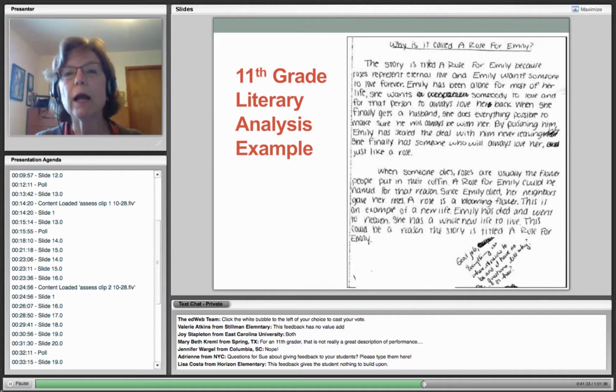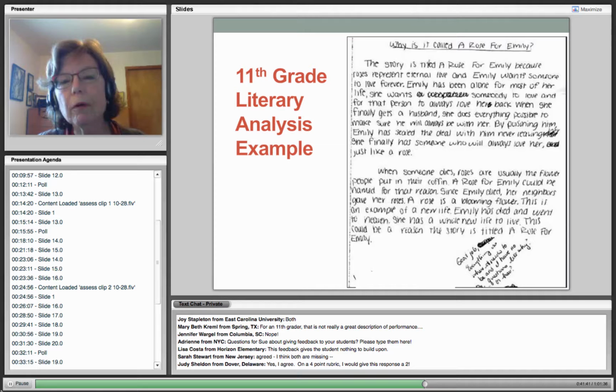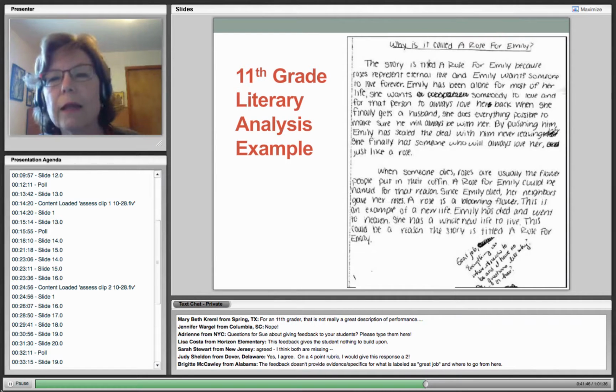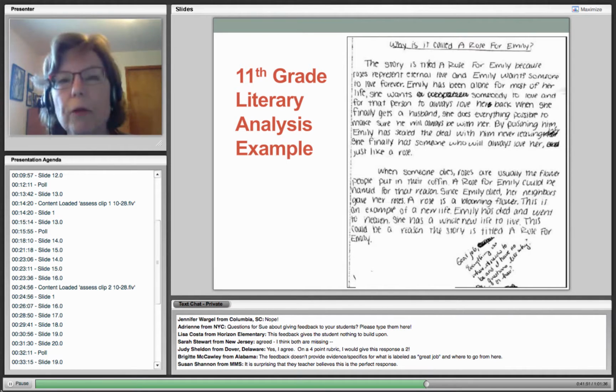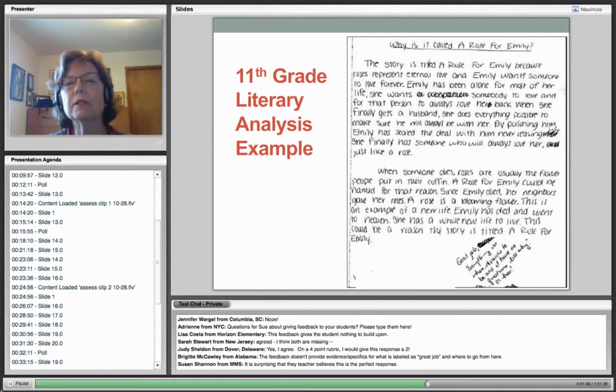That is a very nice first paragraph. The student clearly understood the story, but that is definitely not ready to be just copied over. I think the teacher needs to be clearer about what it is that the author does well, and I think she needs to give her a chance to add some things, especially in the second paragraph, the one I didn't read to you, which kind of wanders around. Yes, it is surprising to me that the teacher believes this is a perfect response.